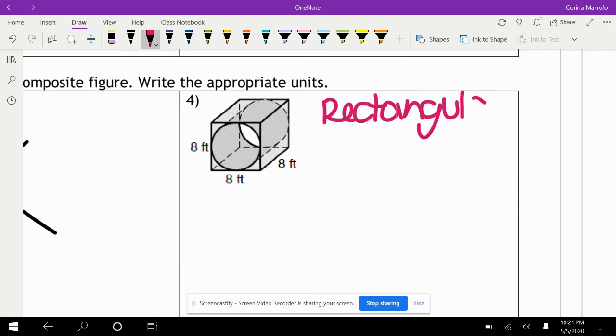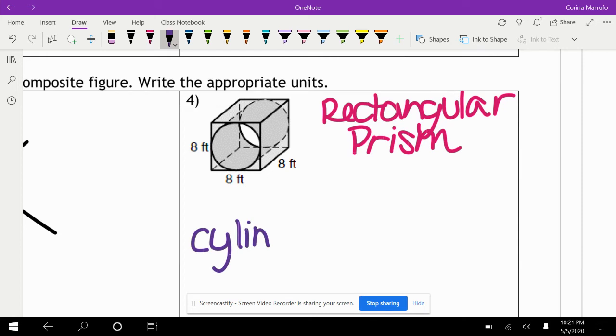Rectangular prism. Okay. And then it's actually a cube, but it's the same thing. And then from there, or it's the same formula, we also have a cylinder. What happens is they take this little rectangular prism and they cut out the cylinder part. So because they cut it out, we're going to take both of them and we're going to subtract them.